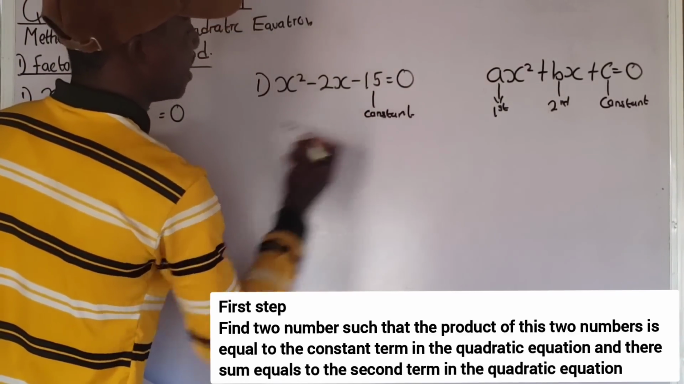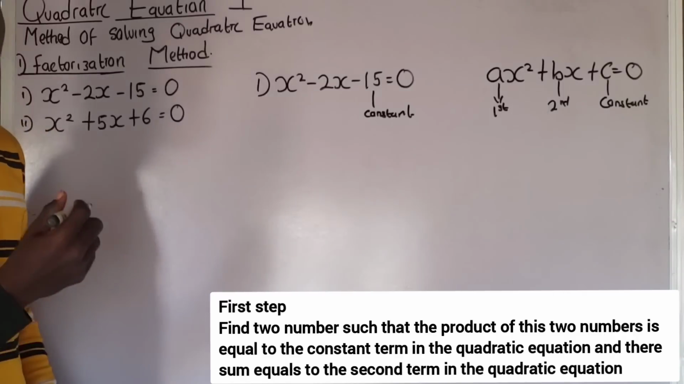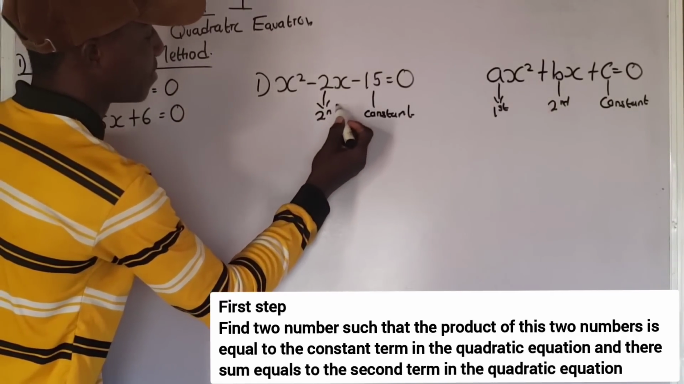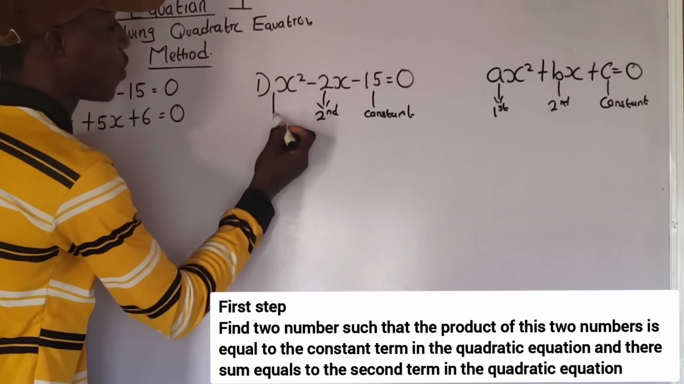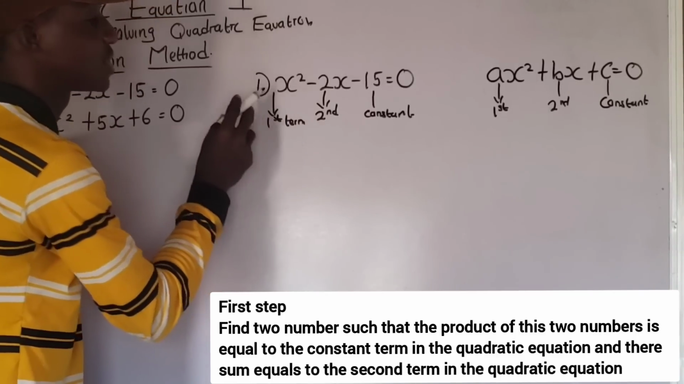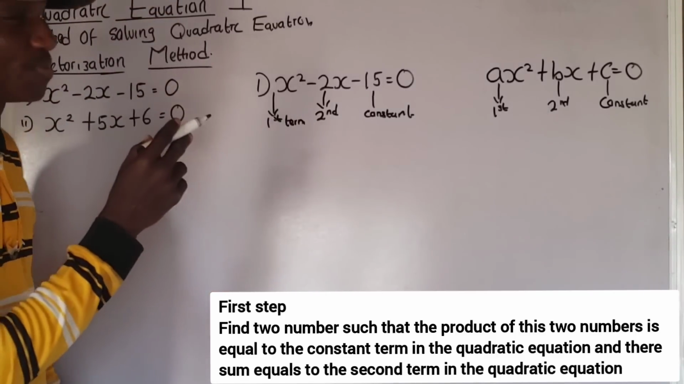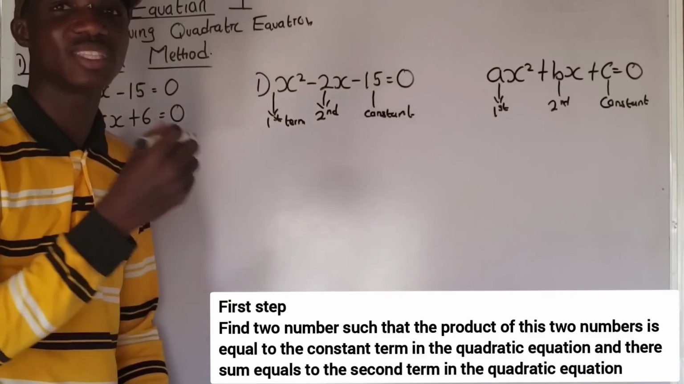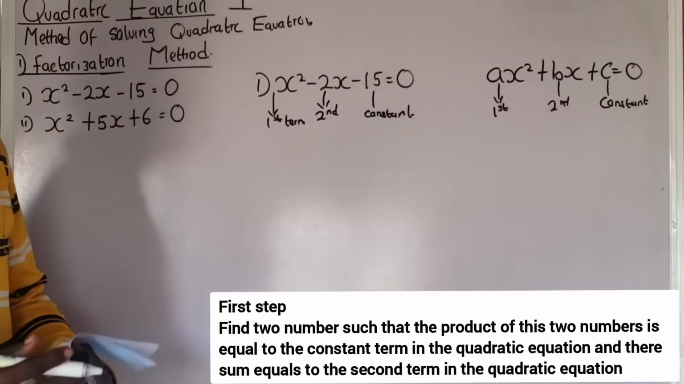Are you paying attention? And the second term in this quadratic equation is what? Negative 2. This is the second term. Now, the first term is what? 1. This is the first term. The coefficient of x squared is the first term, the coefficient of x is the second term, and the constant term is that term that doesn't have any value of x attached.